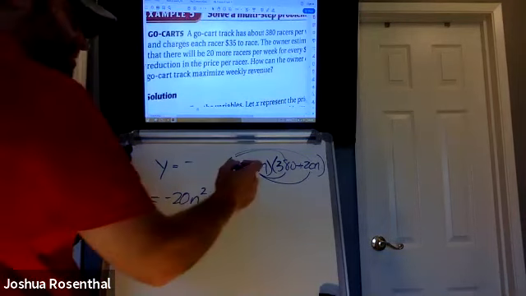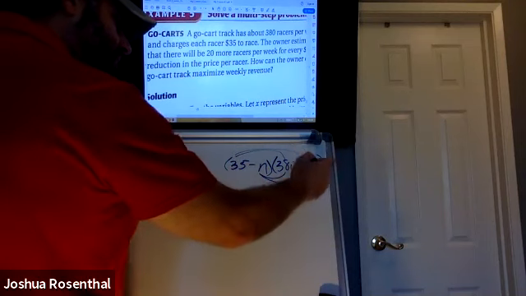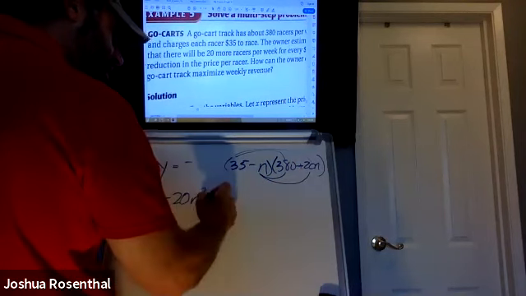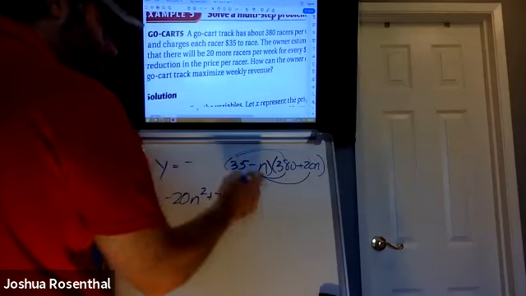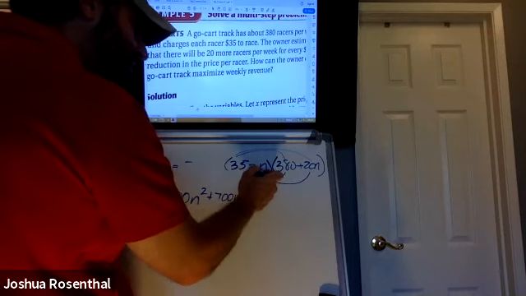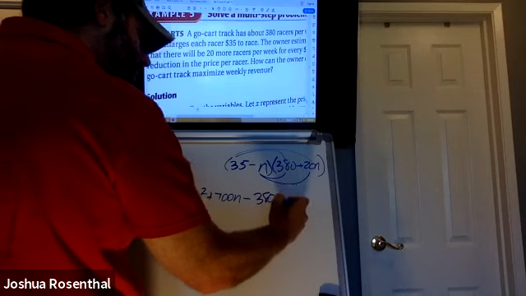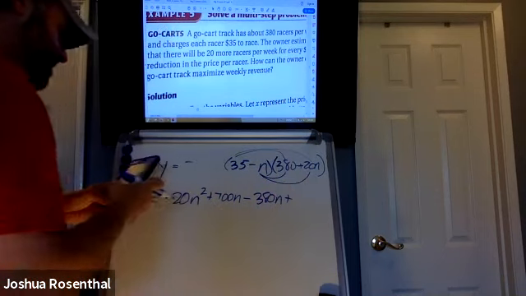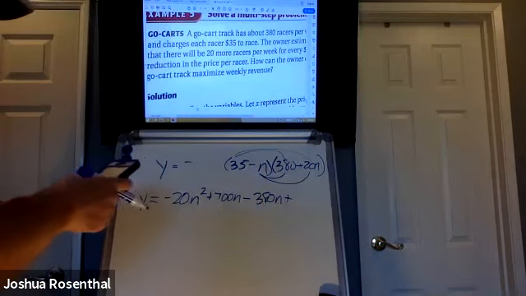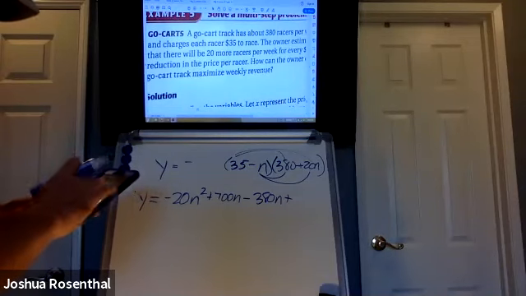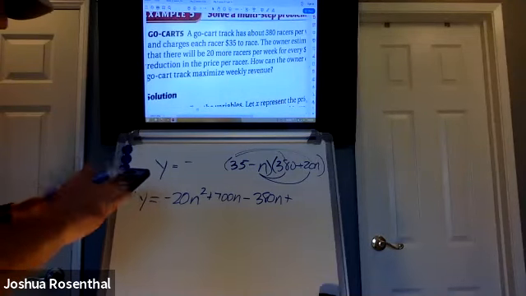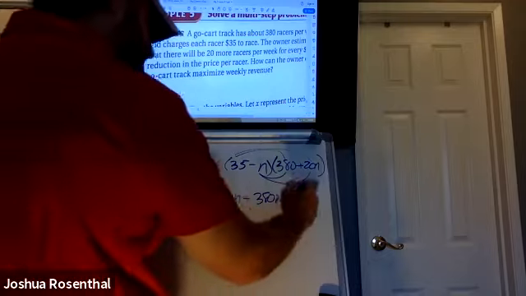I'm going to get 35, it's going to be 700N. Okay, and then I'm going to get negative N times 380 is negative 380N. And then I'm going to get 35 times 380. 35 times 380. 13,300.